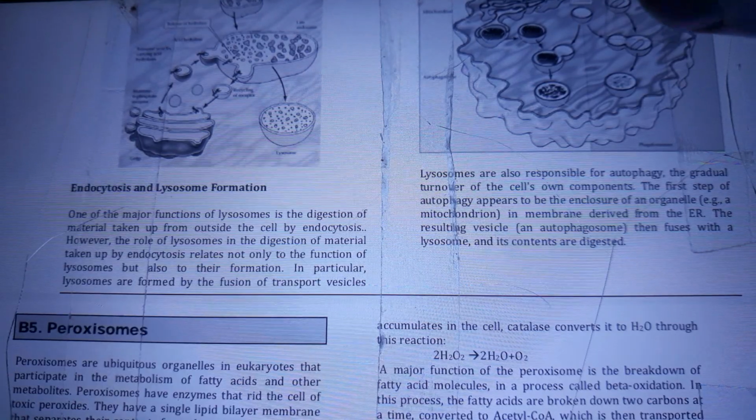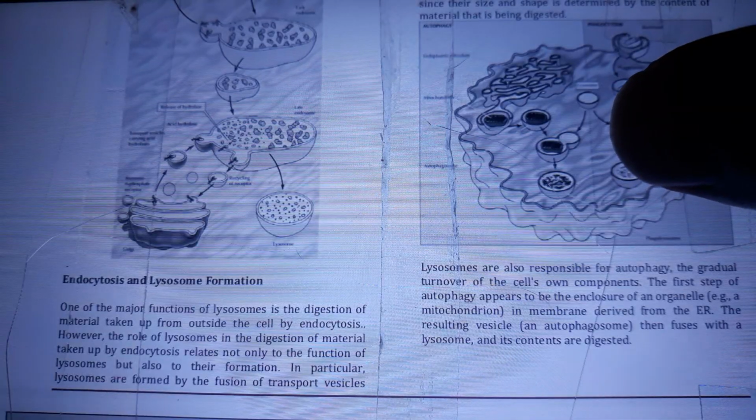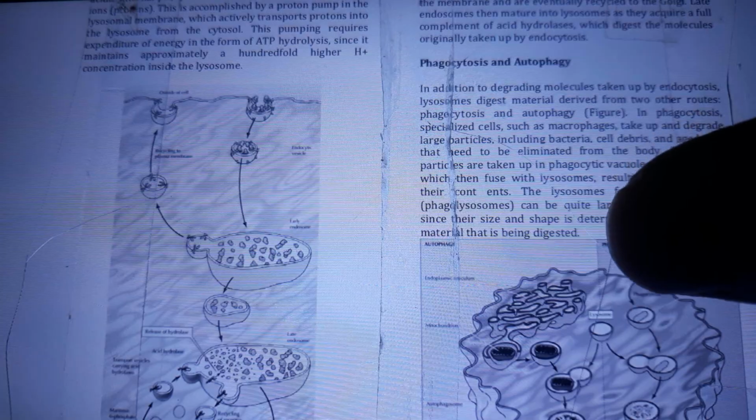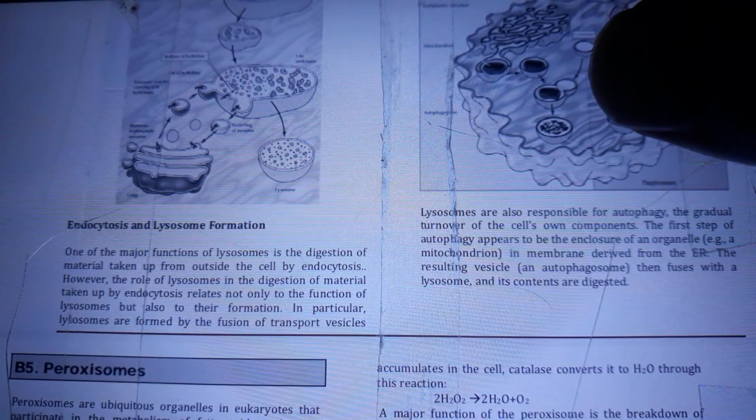So towards the end of the portions, I was talking about lysosomes and Gaucher's disease and various aspects like that. To the end portion of it, we have a topic on endocytosis and lysosome formation and phagocytosis and autophagy. Once that is over, we go on to the next topic, right? So, endocytosis and lysosome formation.